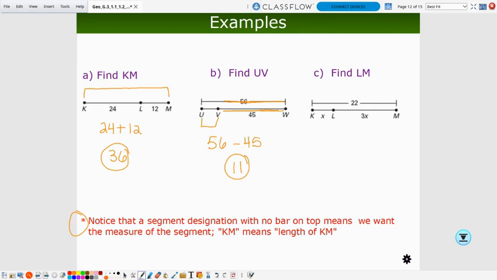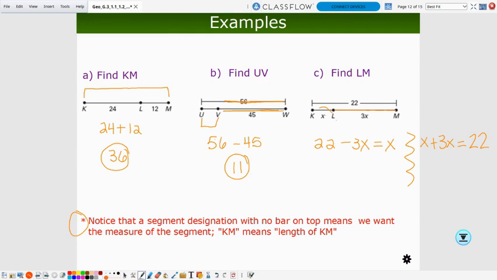Now, letter C involves some variables, but the process is the same as letter B. We know the full segment is 22, and I'm going to subtract LM, which is just 3x, and I can set it equal to the value of KL, which is going to be x. Some students set it up that way. Other students will say, well, segment addition, I know that x plus 3x should equal the full length of 22. You can do it either way.